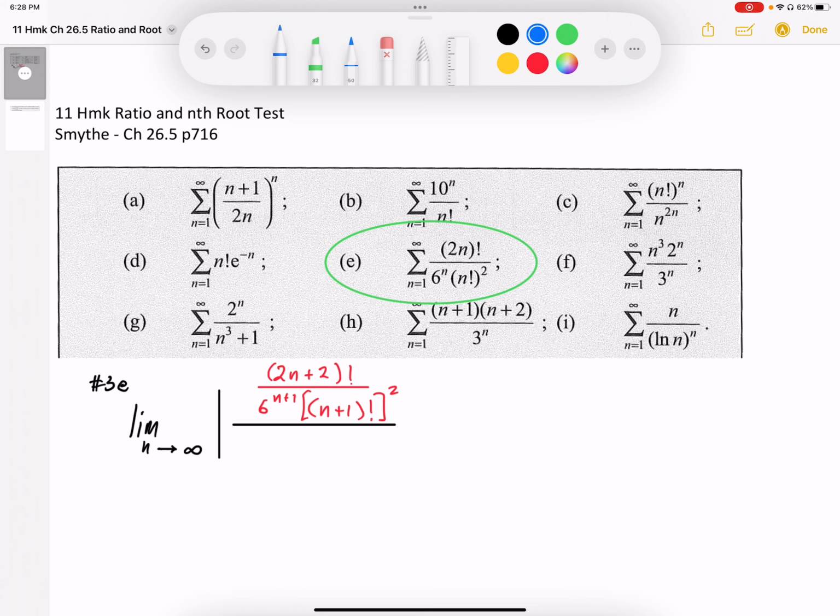In the denominator, we end up with 2 to the power 2n factorial over 6 to the power n, then n factorial squared. Okay, so that's our starting point. We want to group some of these terms, so limit as n approaches infinity.